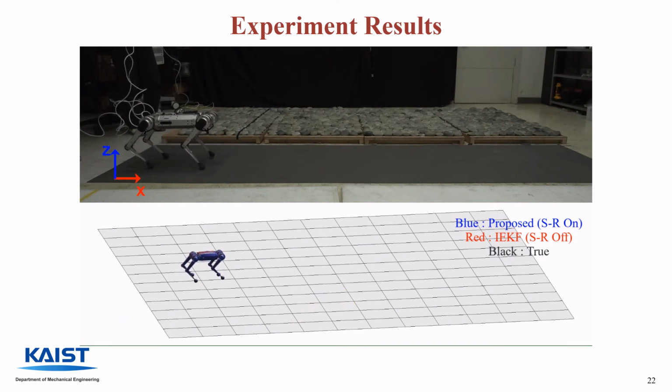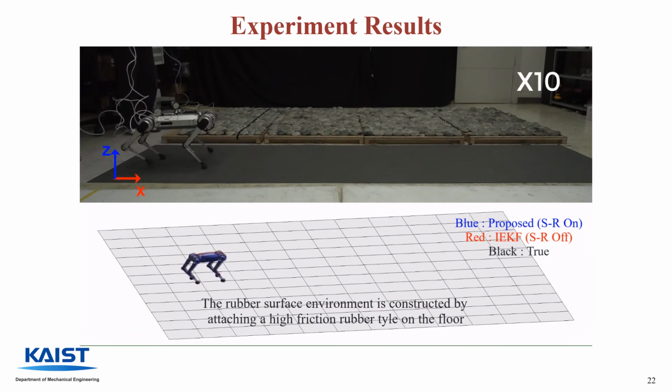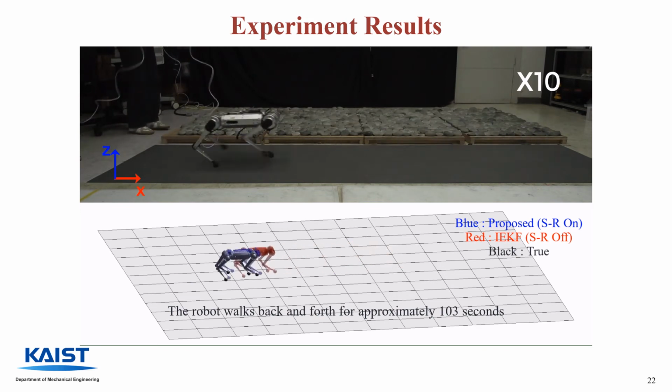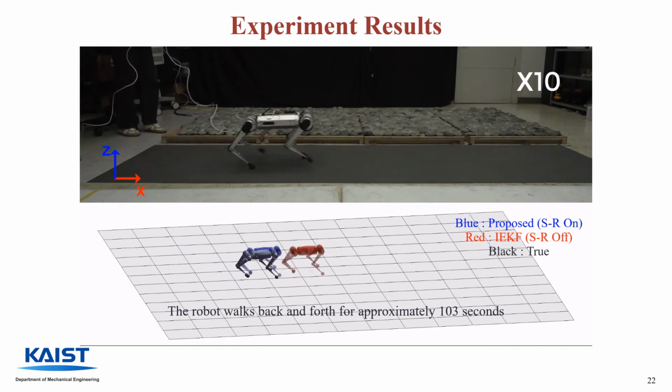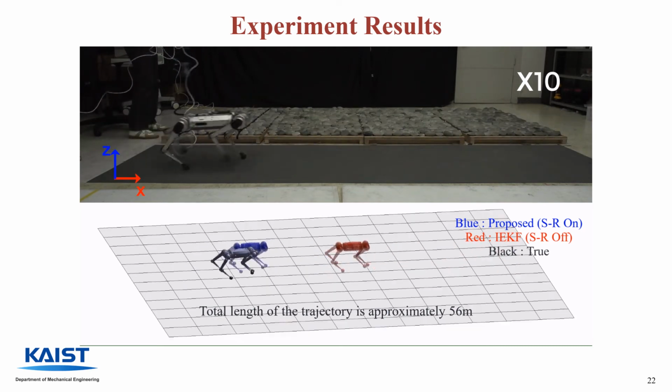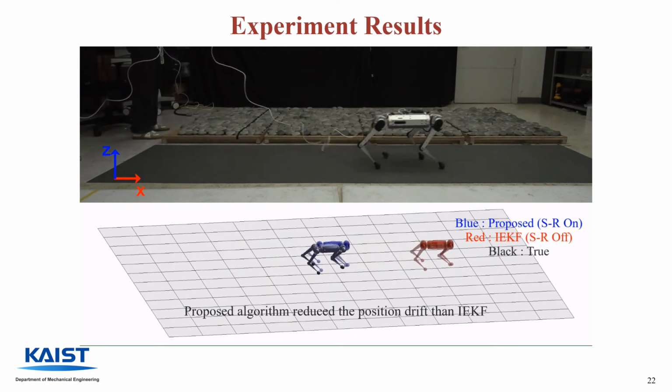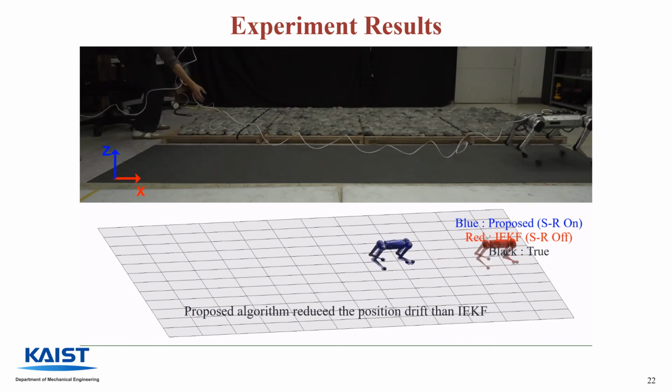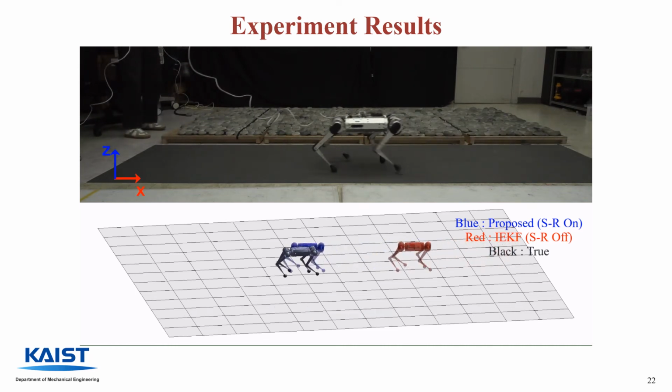First environment is the rubber surface environment. In this scenario, the robot walks back and forth for approximately 103 seconds, with approximately 56 meters as the total length of the trajectory. As you can see, the blue robot, which is the estimated result of our proposed algorithm, had less drift than the red robot, which is the result of IEKF.